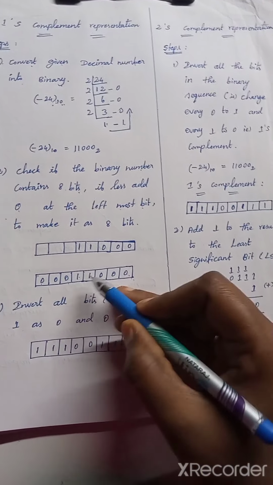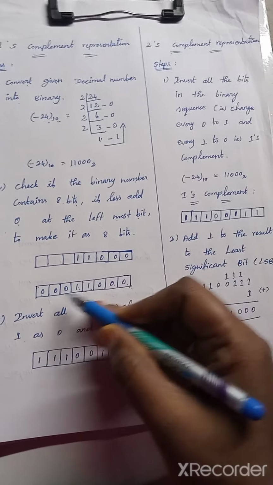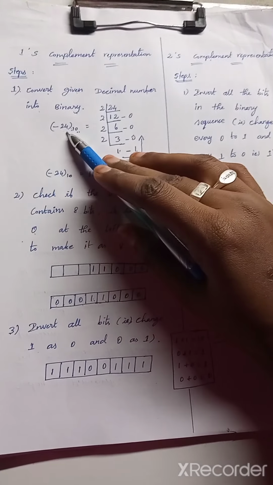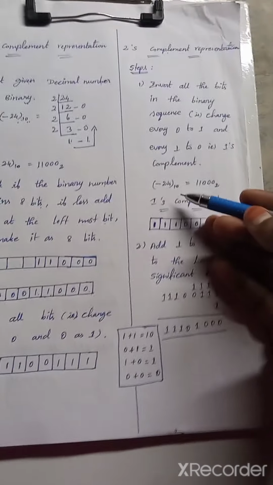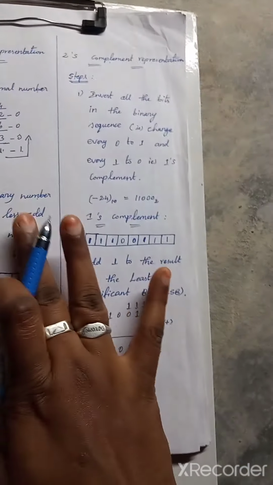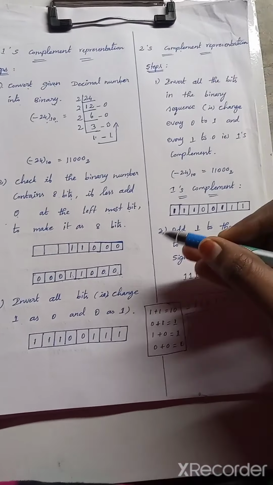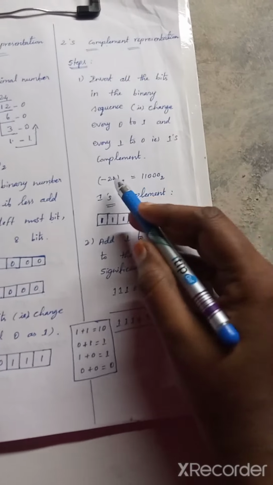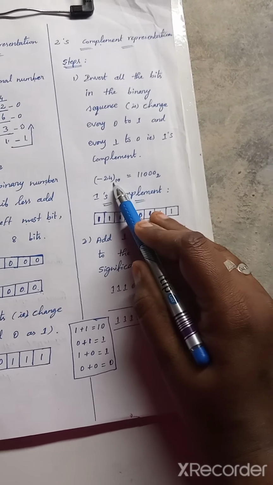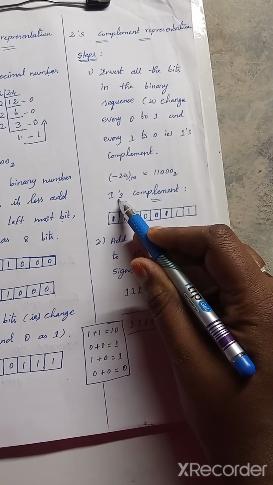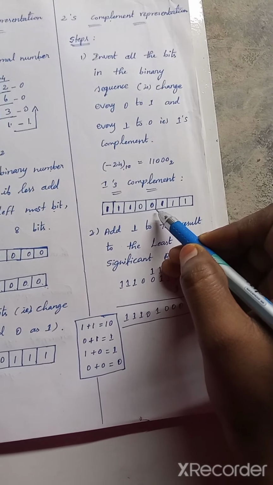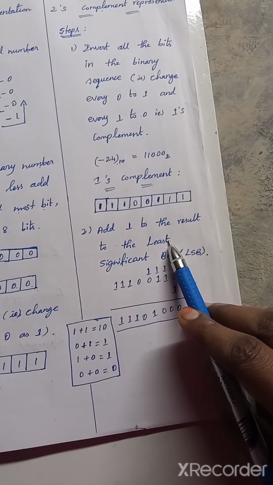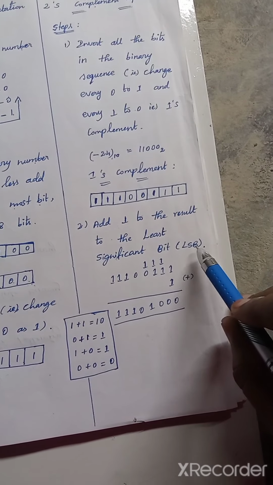0 0 0 1 1 0 0 0. This is the 1's complement of plus 24. But here also we are taking the example as minus 24, so no problem, the last step is taken here. This is the binary form of this decimal number. After that we convert to the 1's complement representation. After that, for the 2's complement, add 1 to the result at the least significant bit, that is, the LSB.